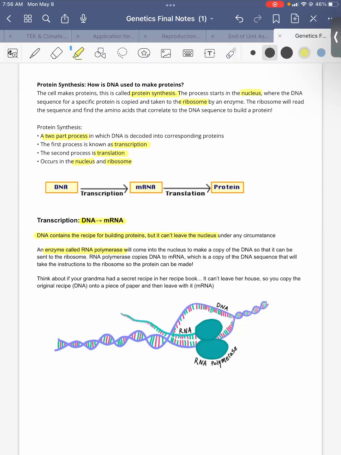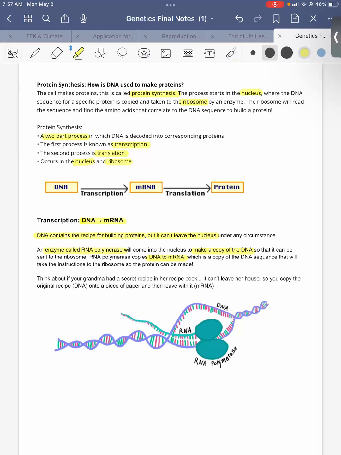What RNA polymerase does is really cool. It's going to come into the nucleus, find the gene that it's looking for, and make a copy of it. It's going to make an RNA copy of it. So RNA is a little bit different. When it copies it, it's going to copy it not into DNA, but into something called RNA.